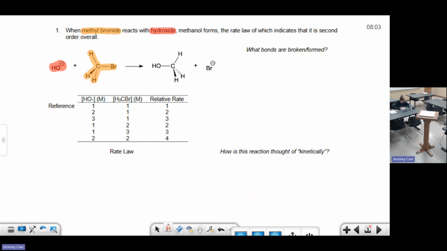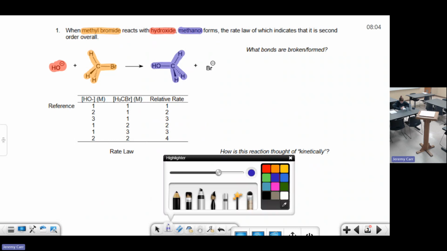And what do we make in the process? We make methanol. This is a chemical fact. This is what's going to happen. If you take methyl bromide and react it with hydroxide, you're going to make methyl alcohol. That's your methanol right there. So let's see what's happening in this particular chemical reaction.